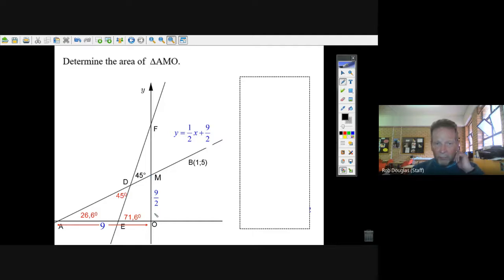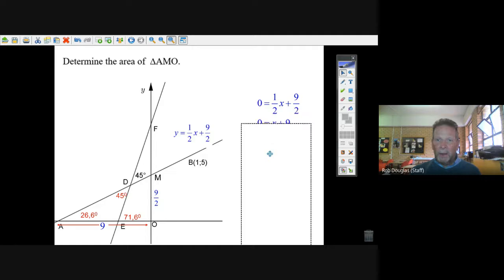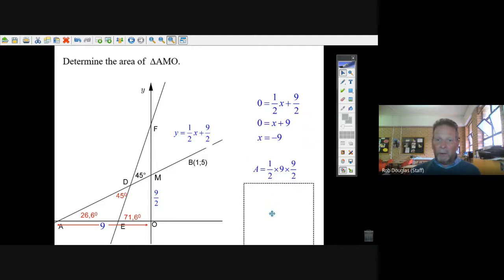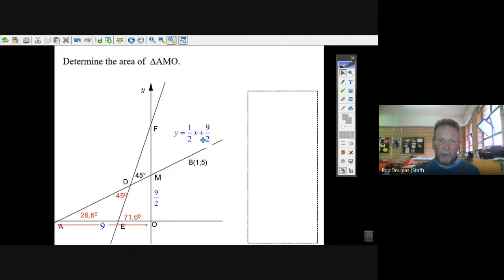The easiest thing to find is the distance OM. We've got to figure out the y coordinate of M, and just let x equal 0. If you let x equal 0, 1/2 times 0 is 0, so y equals 9/2. So this distance is 9/2. The coordinates are 0 and 4.5, and there's your height of the triangle.